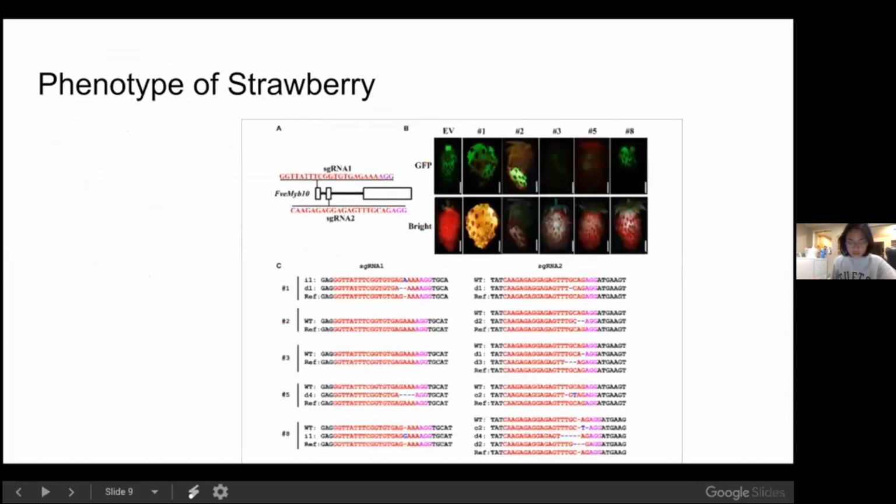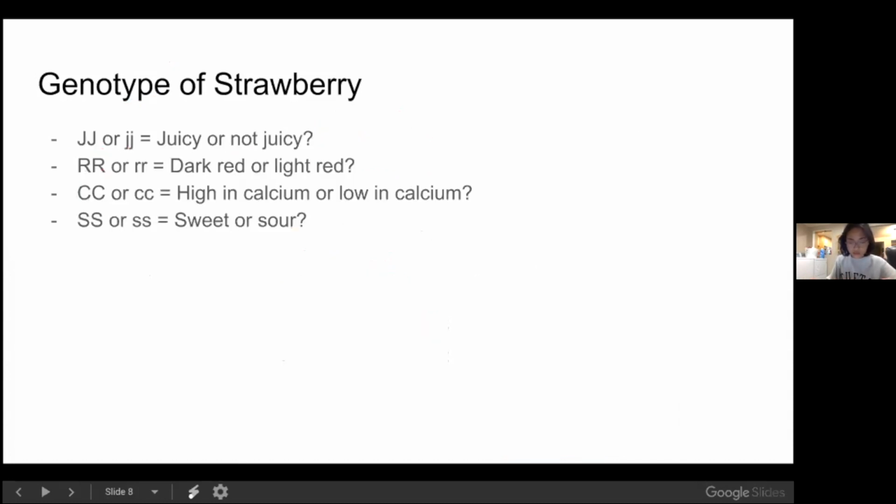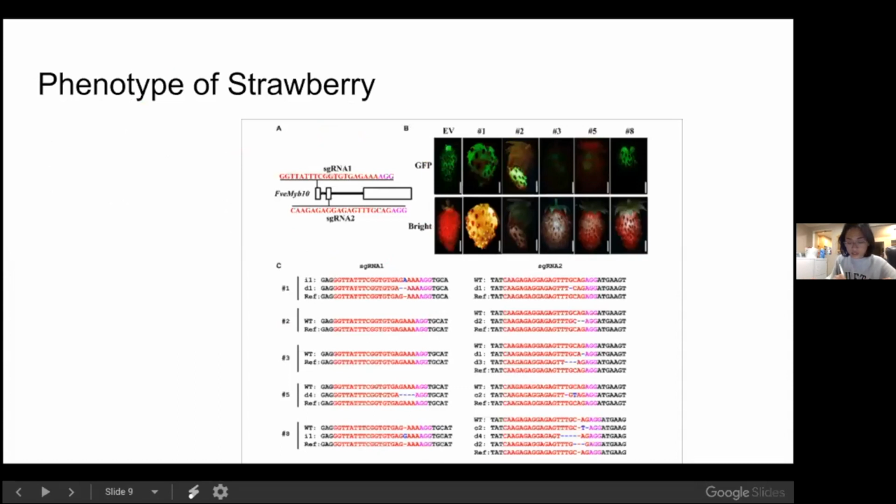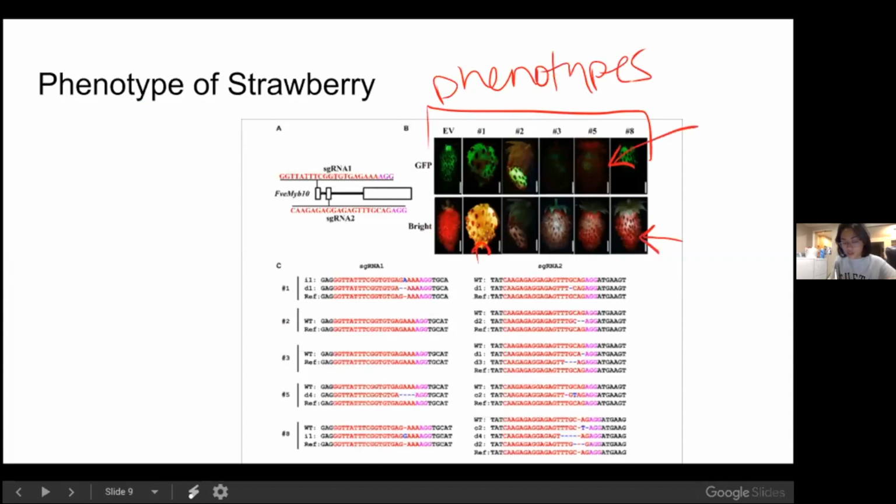So looking over here, here are some images. Oops, let me go back. Here are some images of phenotypes of strawberries. Some of them are more yellowish, some of them are more reddish, some of them are really dark red, et cetera. Those are the physical traits.